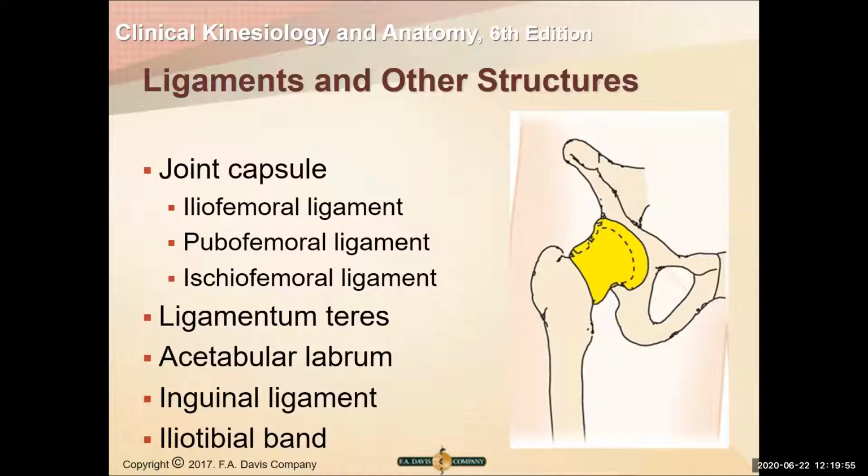Starts in the ilium and goes to the femoral, right? Because that's the bone, the femur. Pubofemoral, from the pubis, right, to the femur. And an ischiofemoral, from the ischium to the femur.